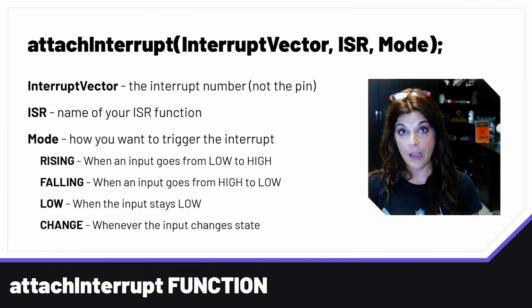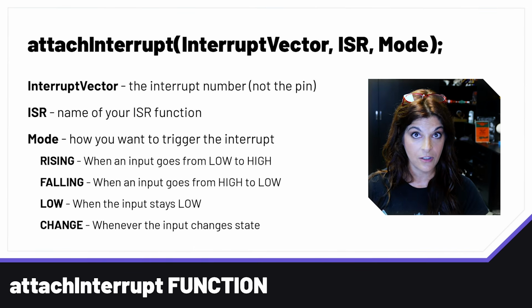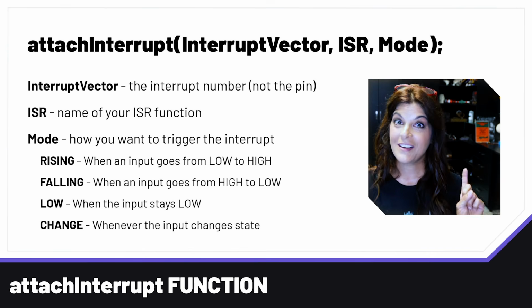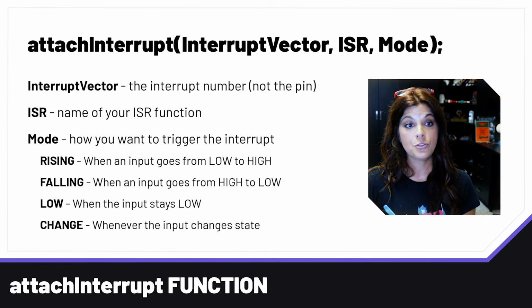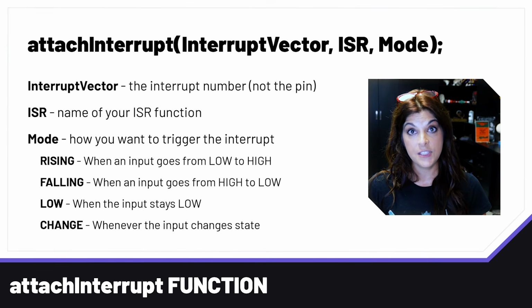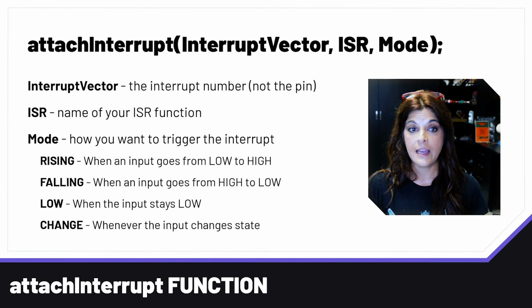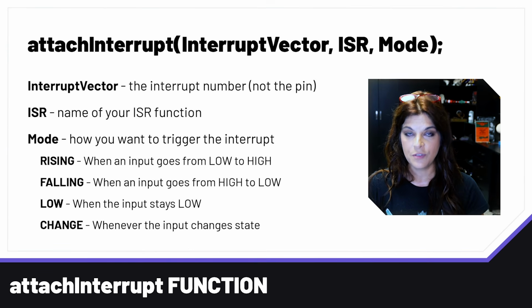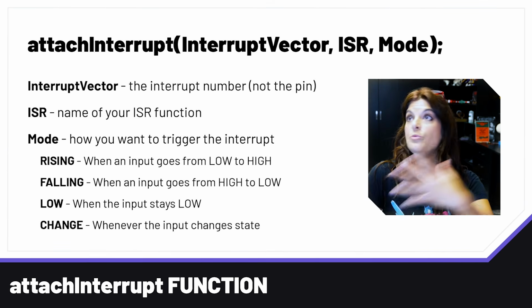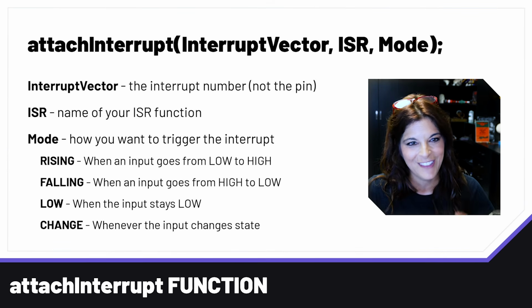So the first parameter it takes is the interrupt vector, not the pin. We connected it to pin 2, but pin 2 is interrupt vector 0. So you would put a 0 where that is. And then your ISR, which is your interrupt service routine name, whatever you name it. And we're going to name it something, and that'll go in there.